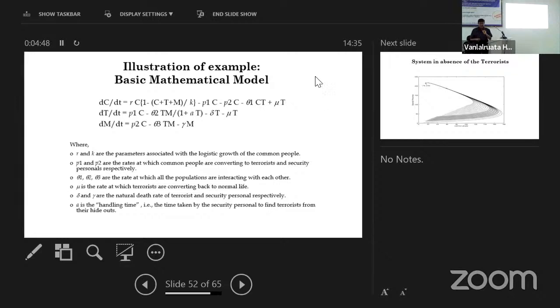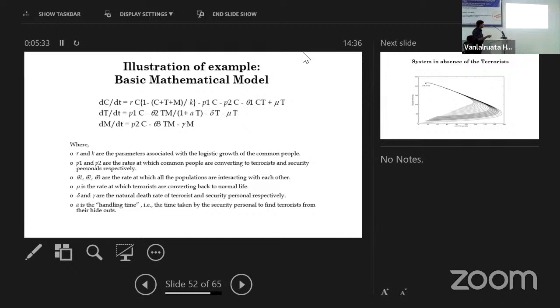Now, the interaction between the different groups, that is the terrorist and common people, and the military and the terrorist. As I mentioned, for terrorist and common people I have taken minus theta 1 CT, that is the type 1 functional response. And this is the term that represents the interaction between terrorist and military. I have taken the type 2 functional response here because there is a need for searching. Alpha is the searching time.